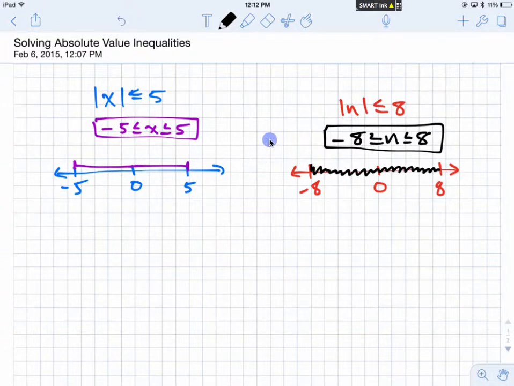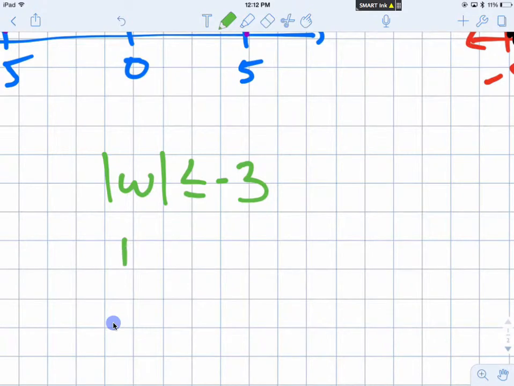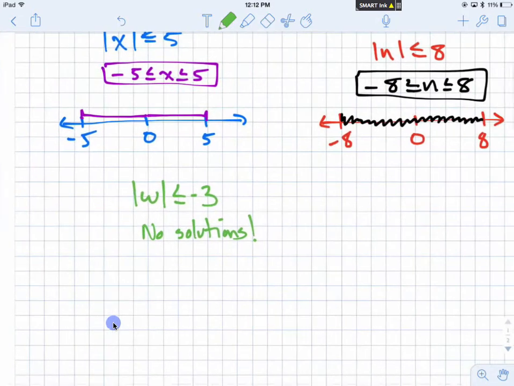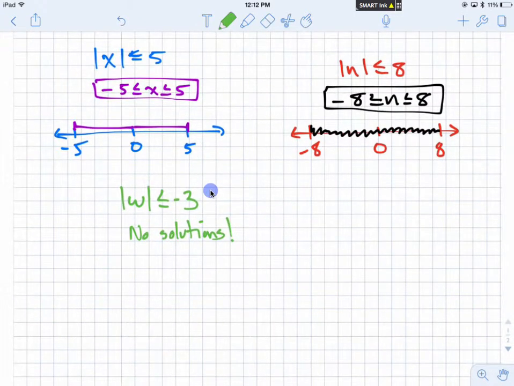A quick note, I want you to answer me this. What if you had something like the absolute value of w is less than or equal to negative 3? What do you think about that? Well, I don't think it's possible to have an absolute value that's negative at all. So it's impossible to have an absolute value of some number be less than negative 3, because it would have to be negative. So this is an impossible statement, or I'd say that inequality has no solutions. So keep that in mind. If you ever get to the point where you've got the absolute value of something is less than or equal to a negative number, or just less than a negative number, it's not going to happen. No solutions at all.